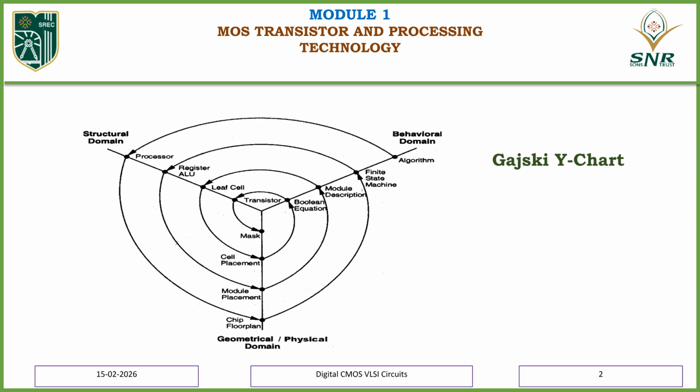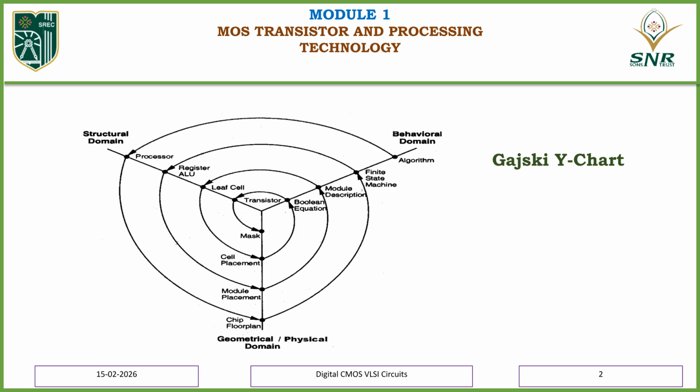Let us start with the behavioral domain. In the behavioral domain, we describe what the system does. At the highest level, the system is represented as an algorithm. The algorithm defines the logical sequence of operations required to solve a problem. Next, the algorithm is refined into a finite state machine or functional description. Further refinement leads to Boolean equations. Thus, the behavioral domain moves from high-level description to logic-level description.